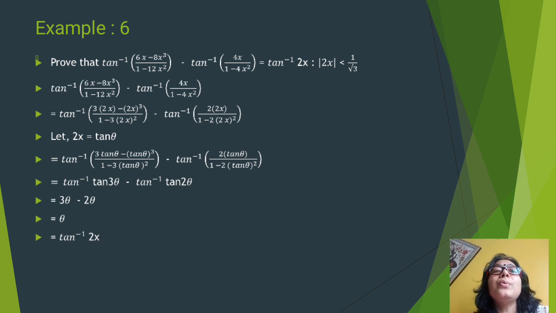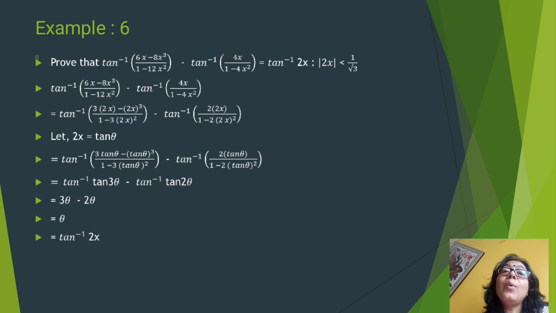also 8x whole cube means 2x whole cube, then the denominator also 1 minus 3 into 2x whole square. Then minus the second term, also the same way, 4x written as 2 into 2x, and the denominator 1 minus only 2x whole square. There should not be any 2 more.